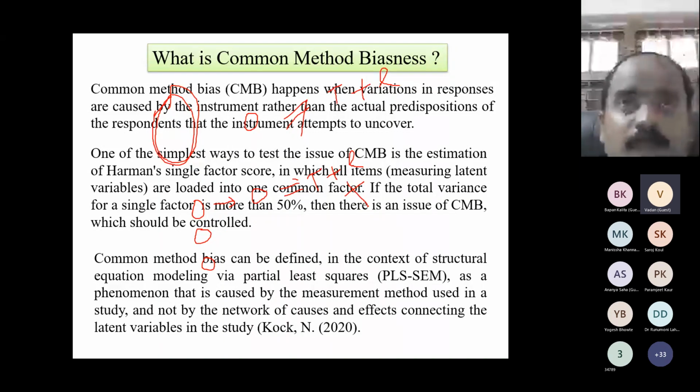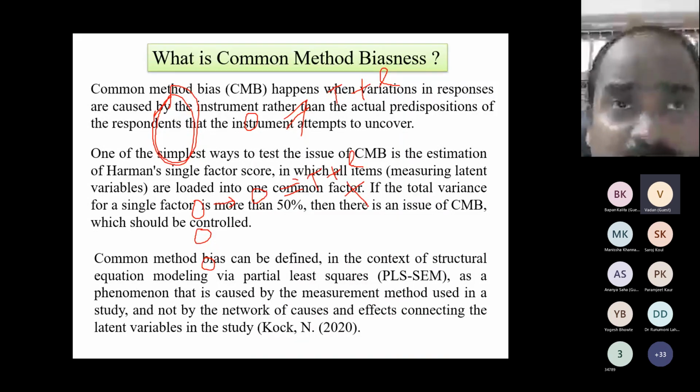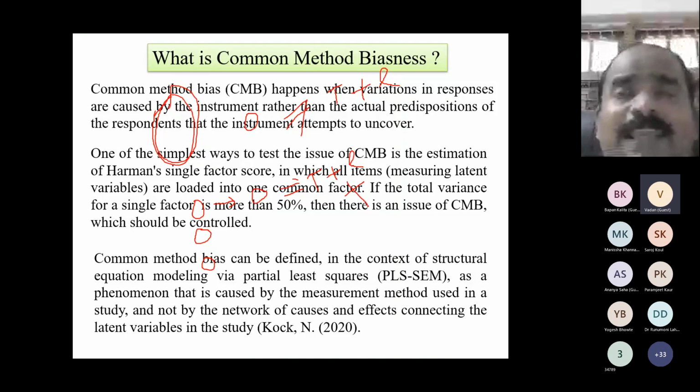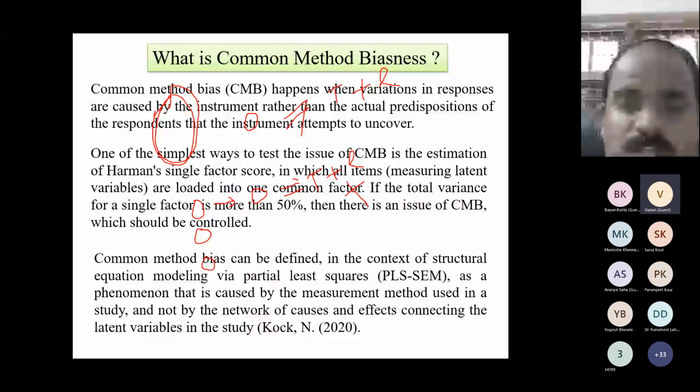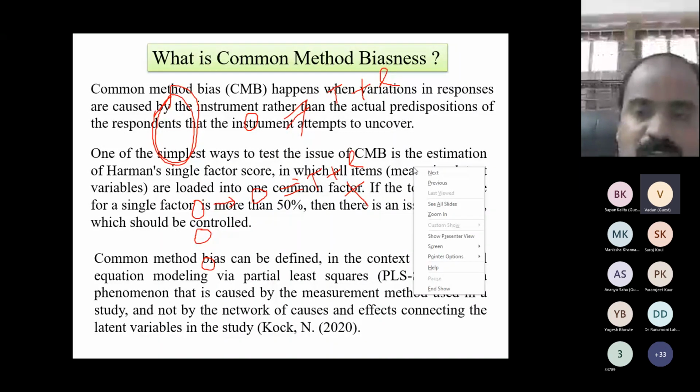I will show you. If, by constraining to one factor, your cumulative variance is not more than 50%, then there is no fear of common method bias. If your cumulative variance is more than 50%, there is a threat of common method bias. Now I will go to SPSS directly so that you can understand.